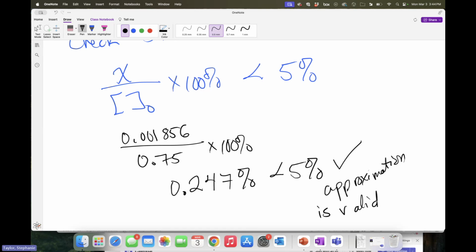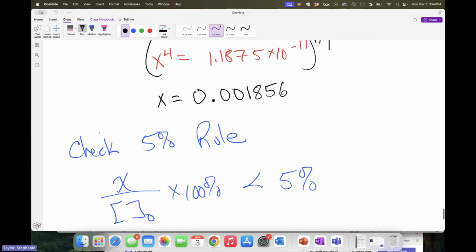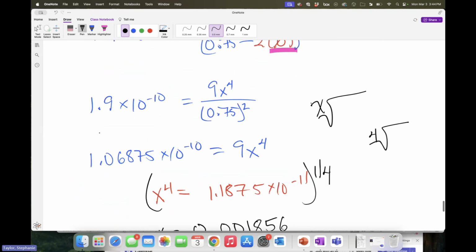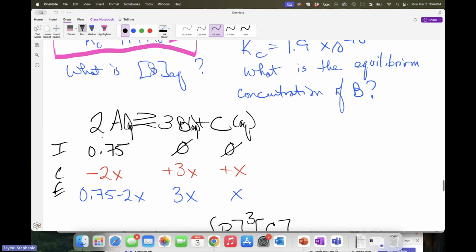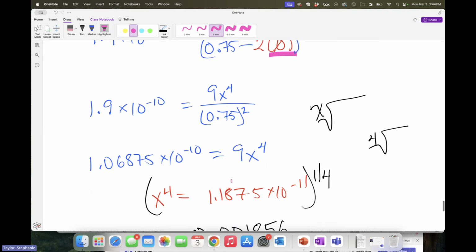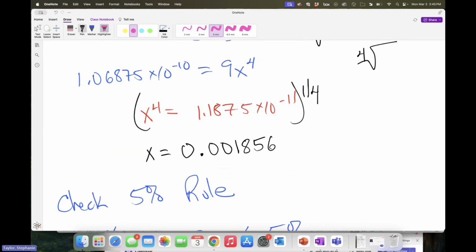So since my approximation is valid, that means that when I scroll back up to the top, I can go ahead and use that value of x, that 0.001856. So the goal was, what is the equilibrium concentration of B? My actual question was about the equilibrium concentration of B, which is that 3x. I have already forgotten what x was. Oh dear. So when I actually want to solve for the answer, I want the concentration of B at equilibrium, which is equal to 3x.